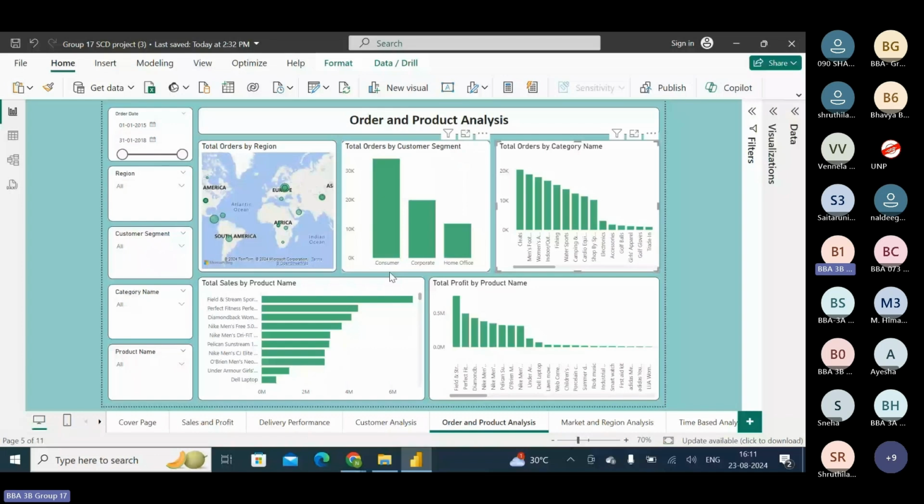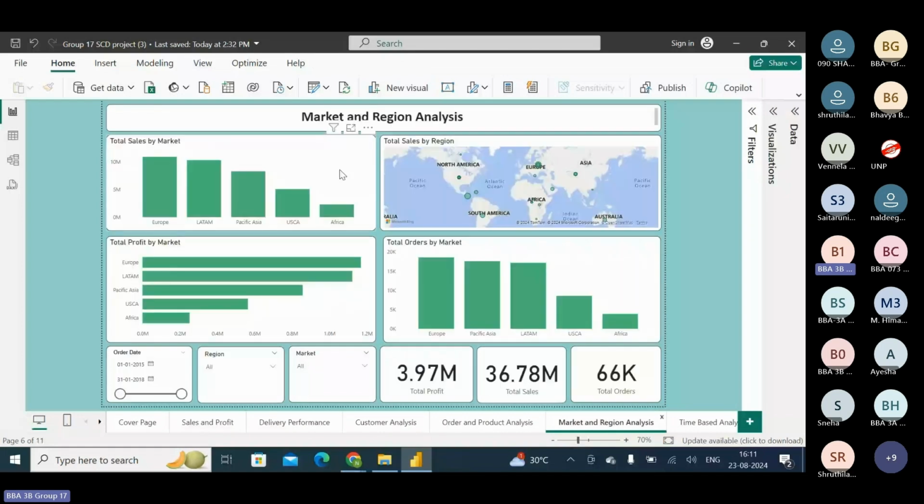Market and region analysis. From the first chart, Europe and Latin America lead in total sales, both nearing the 10 million mark. Pacific Asia follows with sales significantly lower than Europe and Latin America, but still strong. From the second chart, Western Europe is the leading region in total sales, followed by Central America. And from the third chart, Europe is the most profitable market with a noticeable lead over other regions. From the fourth chart, Europe, Pacific Asia, and Latin America have similar and high order volumes. And the next, time-based analysis, will be told by Akshita.